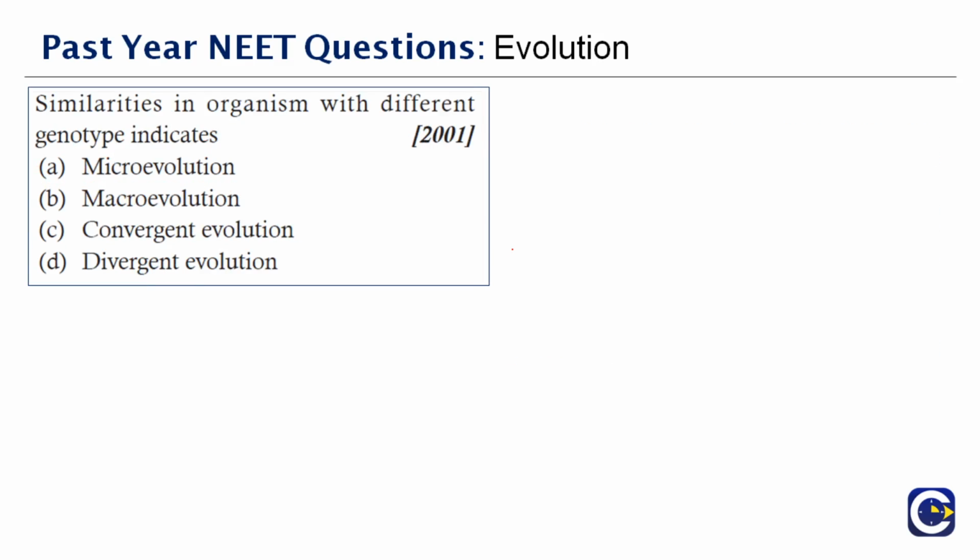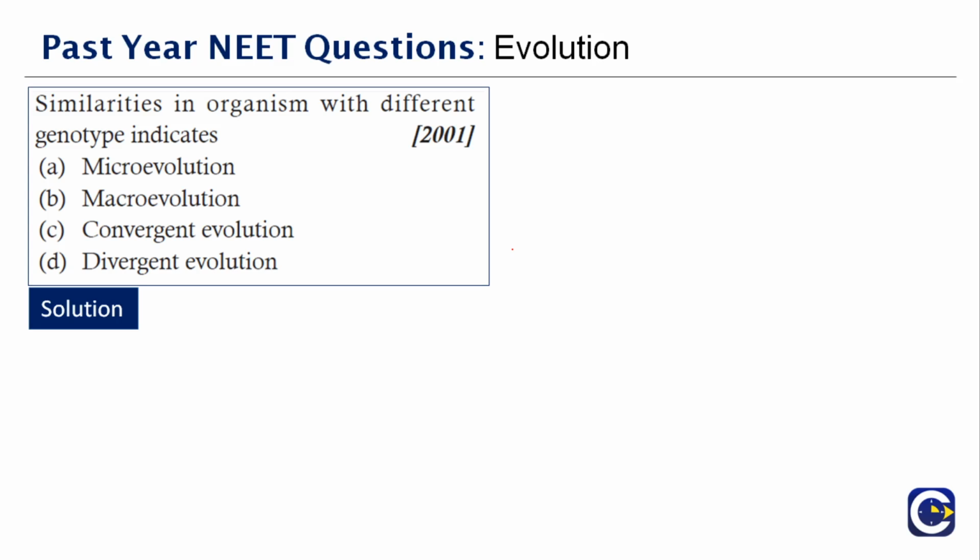Okay, next question. Similarities in organisms with different genotypes indicate dash. Very, very easy question, because I think all of you should know the answer by now. Before that, we'll see what is microevolution. It is a series of changes within a species due to gene mutation and accumulation of variations. Macroevolution is of course a process of evolution in which taxa higher than the level of species are formed due to morphological and cytological changes. So it's not micro or macro, it is not divergent also.